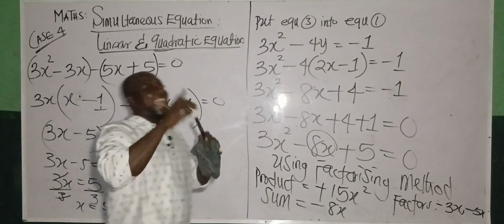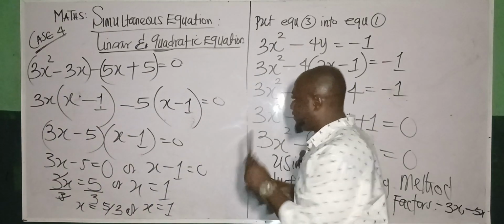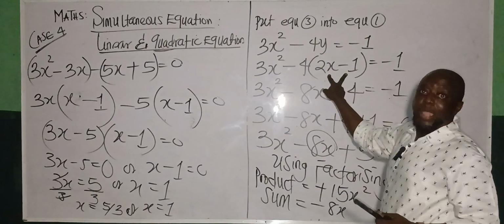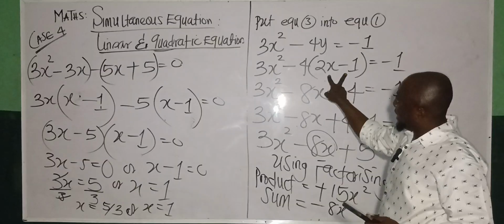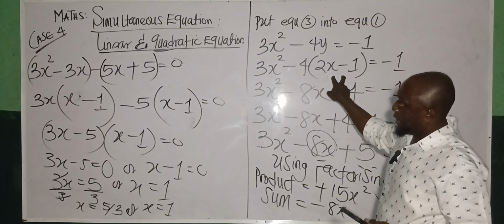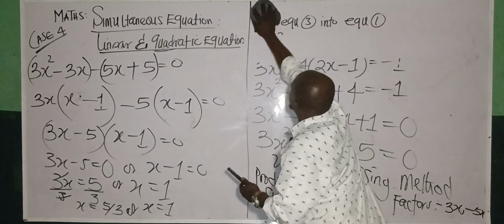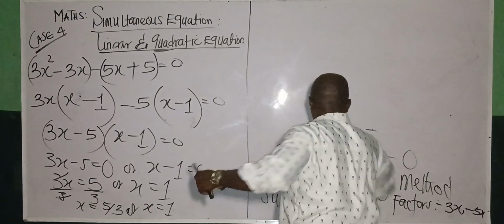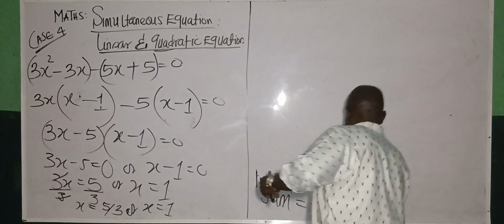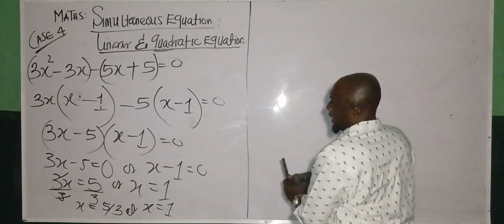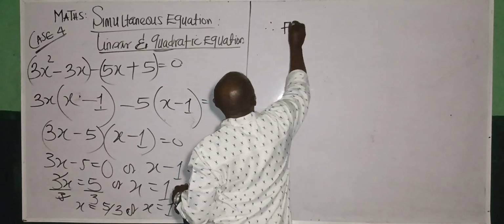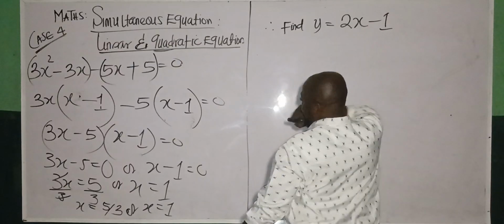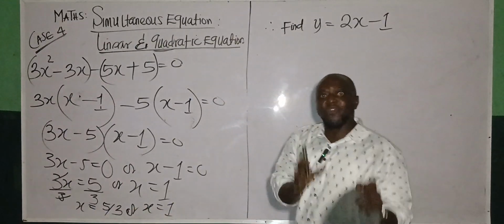So remember, I've just gotten x. I've not gotten y. Don't forget that. I've not gotten y whatsoever. And don't forget that our y is 2x minus 1. Don't forget that here. So here, I will rub this one off. Since I have gotten my values of x, to find y now, we'll say recall that y becomes this value. So since there are 2 values of x, I will solve each of them one by one.